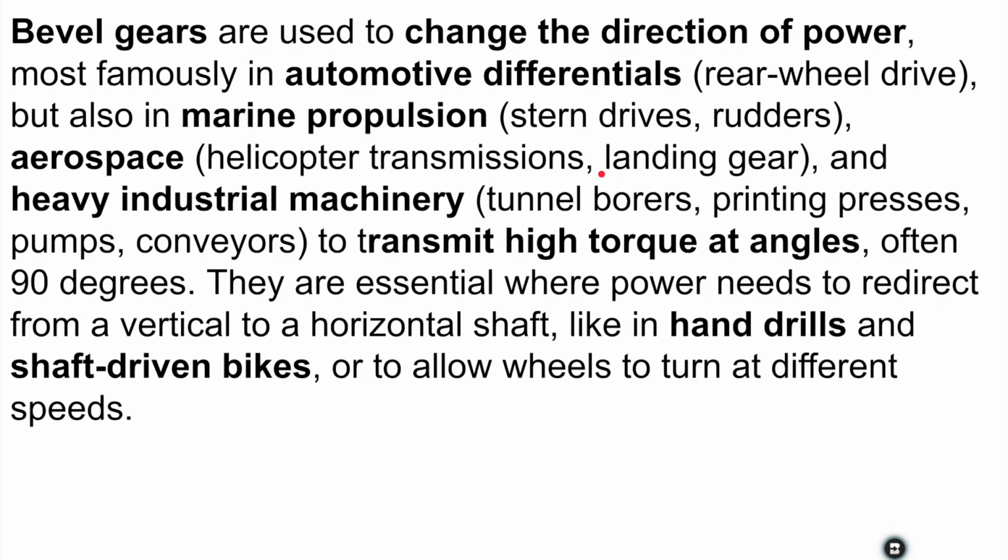So bevel gears are used to change the direction of power, most famously in automotive differentials, but also in marine propulsion. So if you think of rudders and things like that, aerospace like helicopter transmissions and landing gears, heavy industrial machinery like tunnel borers or printing press, pumps, conveyors. It transmits high torque at an angle, often at 90 degrees. They are essentially where power needs to be redirected from a vertical to a horizontal shaft, like in hand drills or shaft-driven bikes, or to allow wheels to turn at different speeds.